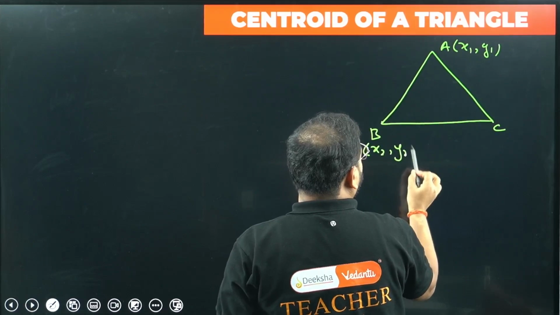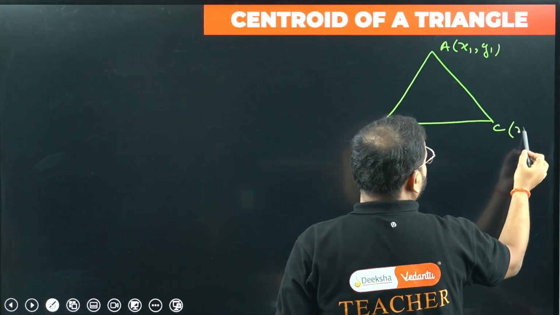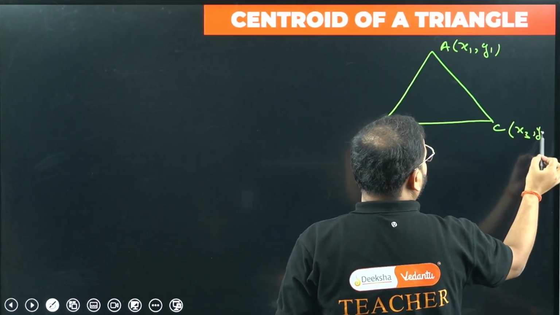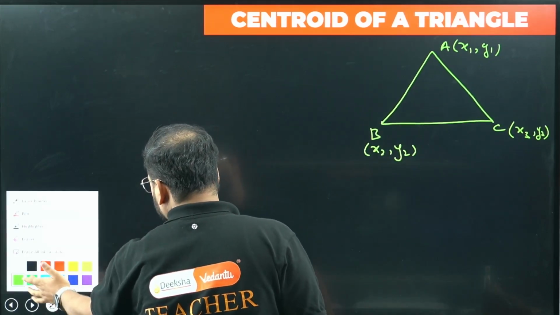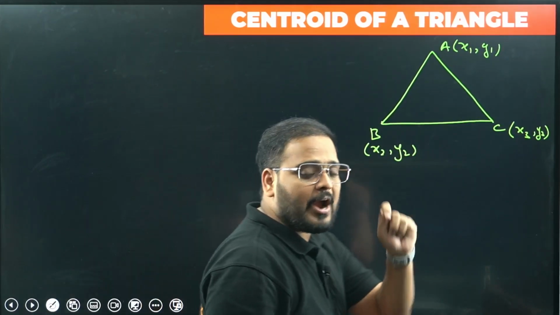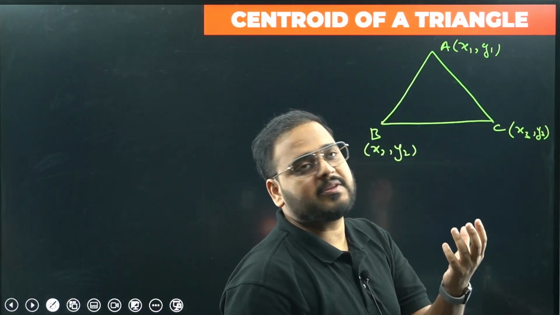x2, y2. The coordinate of C is what, sir? x3, y3. Okay, x3, y3. Great. What's the centroid? Centroid is the point of intersection of all the medians.